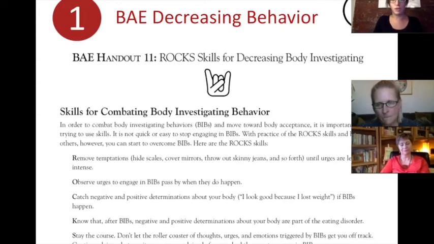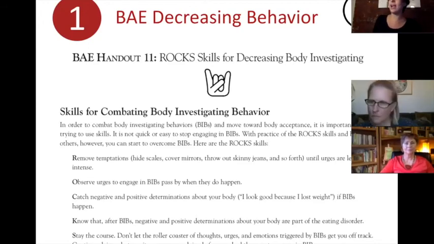So, observing urges to engage in body investigating behaviors. It's a similar step as the NIFTY skills, where there's mindfulness. Now we have patients catch negative and positive determinations about their body, meaning I look in the mirror and I think I look really good, that would be a positive determination, and looking in the mirror and thinking, oh, I look really bad.